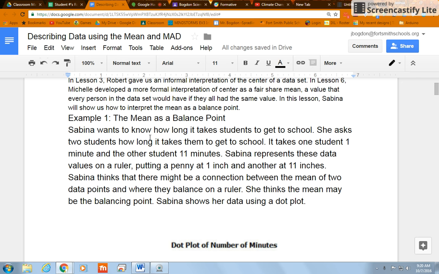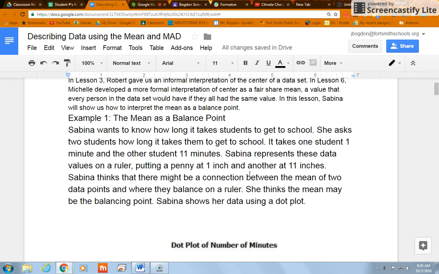So Sabina wants to know how long it takes students to get to school. She asked two students how long it takes them to get to school. It takes one student 1 minute and the other student 11 minutes. Sabina represents these data values on a ruler, putting a penny, we're not using pennies, we're using the cubes, at 1 inch and the other at 11 inches.